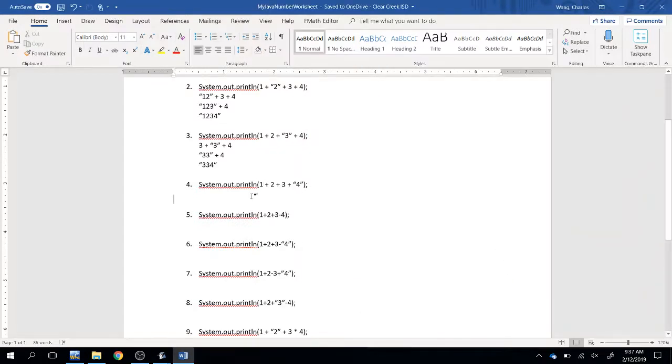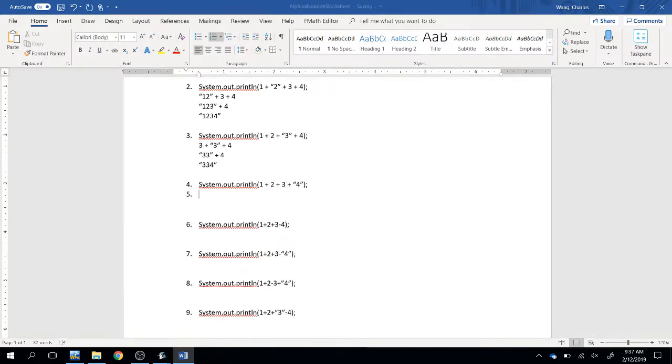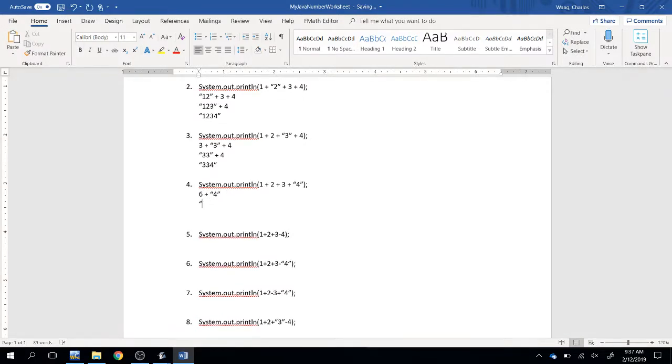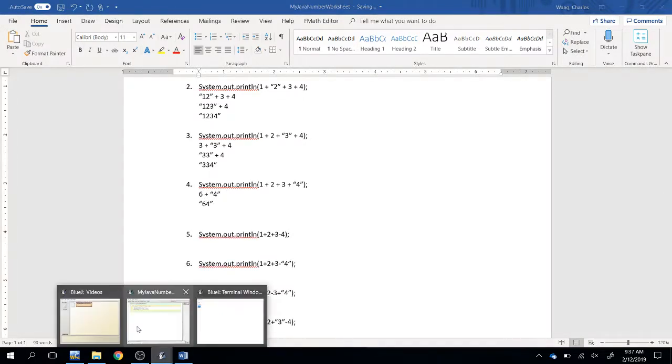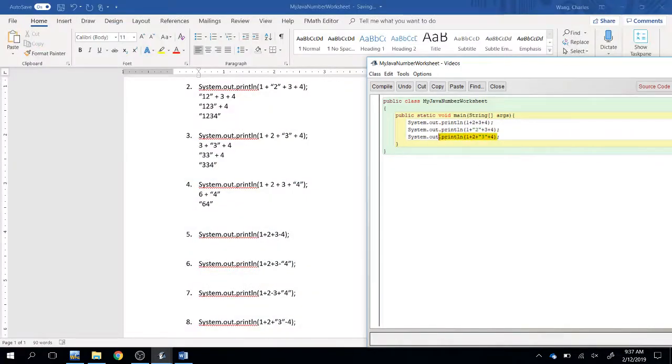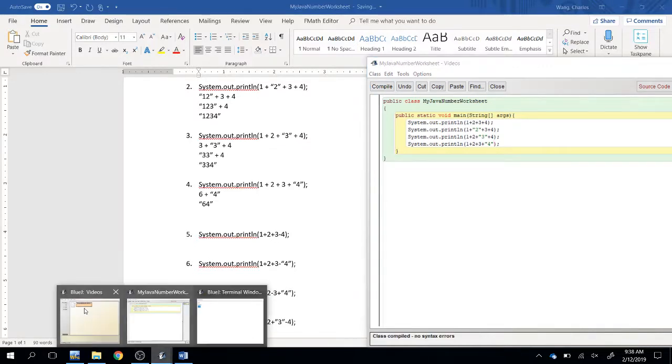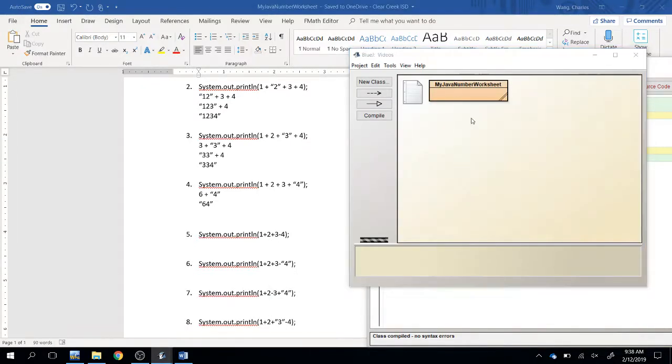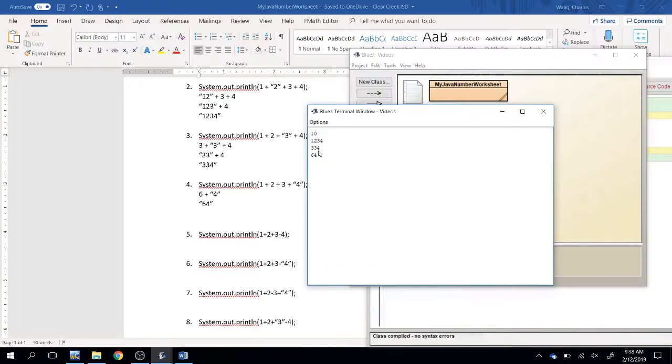And finally, let's start with this one. 1 plus 2 is 3, plus 3 is 6, so I get 6 plus 4. I have a string on the right side of the addition sign, so it's now concatenation. This will give me the string 64. Let's check it. Let's copy this one. Quotations, compile, run, and I get 64, a string.